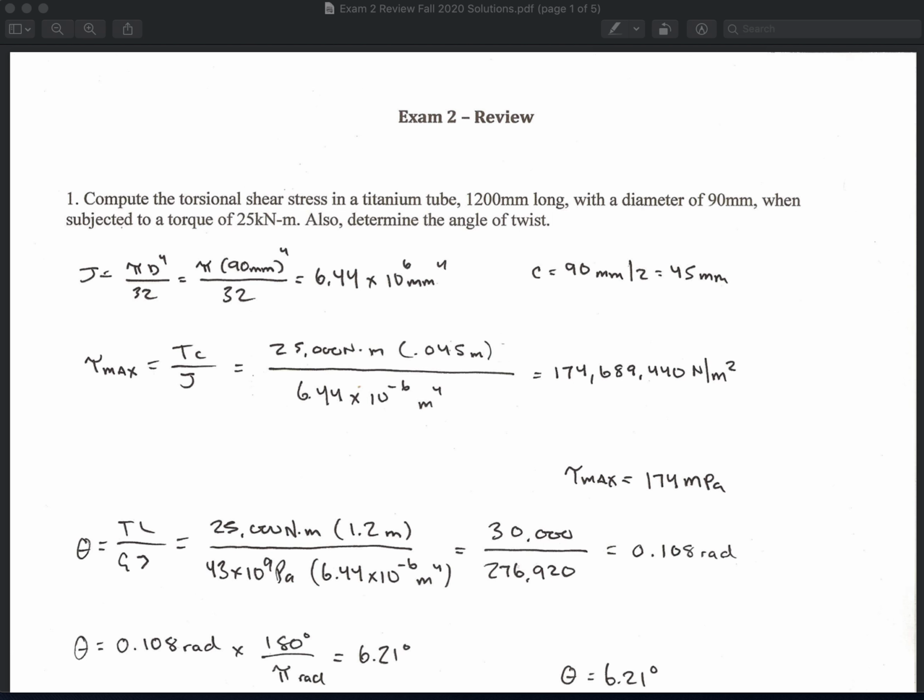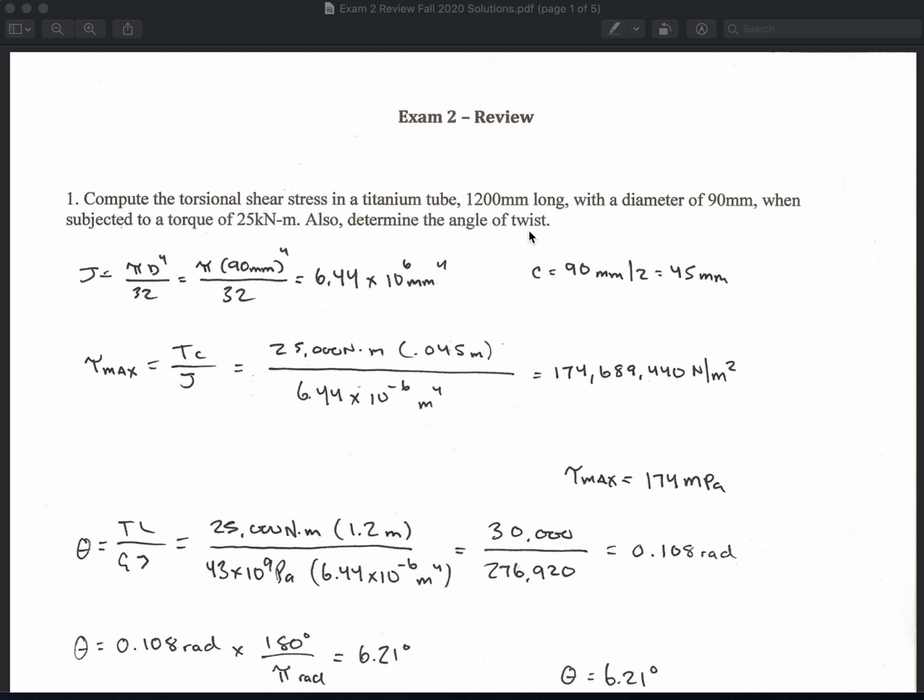In this video, we're going to go over exam 2 review, the solutions that are posted online. Question 1 is asked to compute the torsional shear stress in a titanium tube that is 1200 millimeters long with a diameter of 90 millimeters when subjected to a torque of 25 kilonewton meters. I also want to determine the angle of twist.